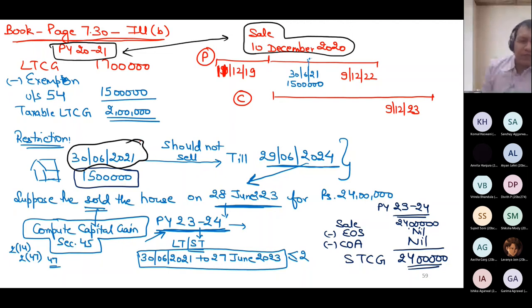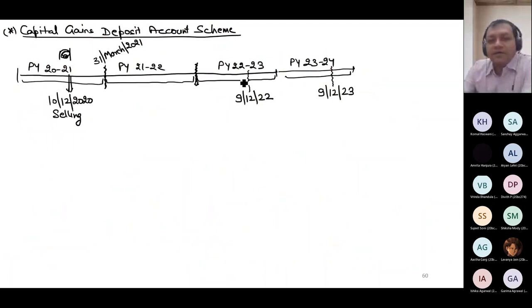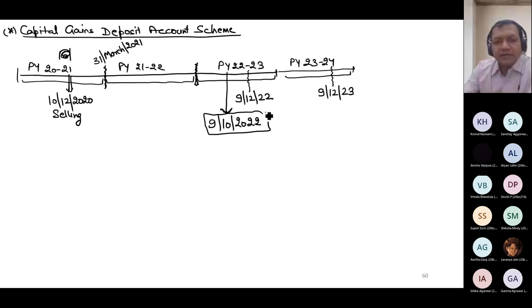But suppose till 30th June 21, I haven't taken the decision. I will purchase the house on 9th October 2022. I need time to decide. Suppose this is my intention: I want to purchase the house on this date.